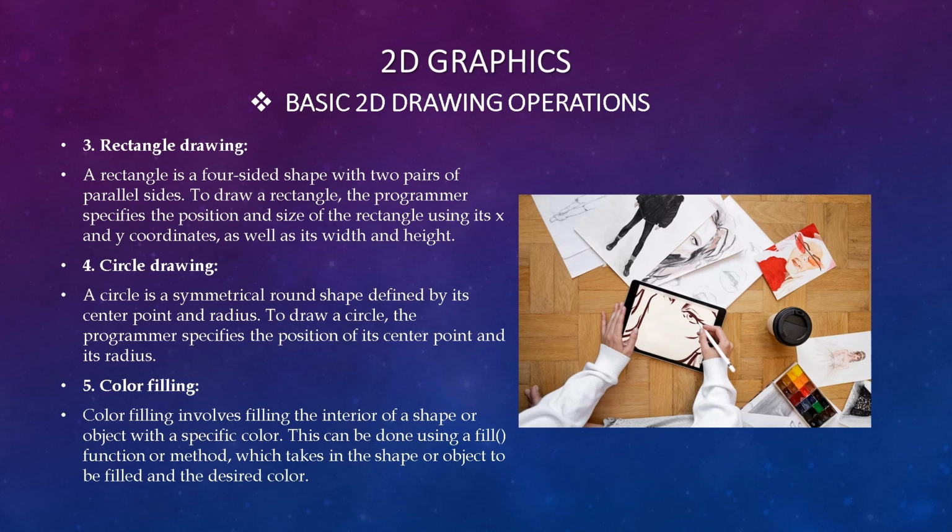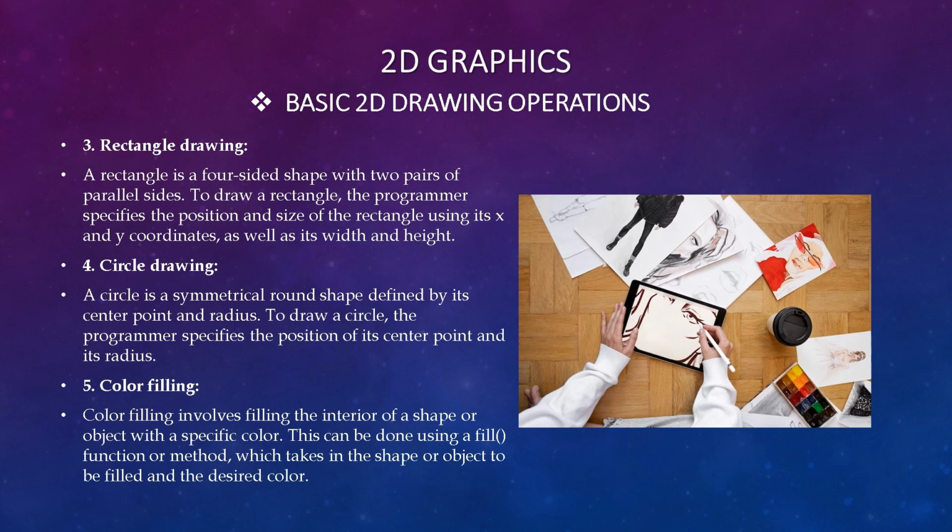3. Rectangle drawing. A rectangle is a 4-sided shape with 2 pairs of parallel sides. To draw a rectangle, the programmer specifies the position and size of the rectangle using its x and y coordinates as well as its width and height. 4. Circle drawing. A circle is a symmetrical, round shape defined by its center point and radius. To draw a circle, the programmer specifies the position of its center point and its radius.